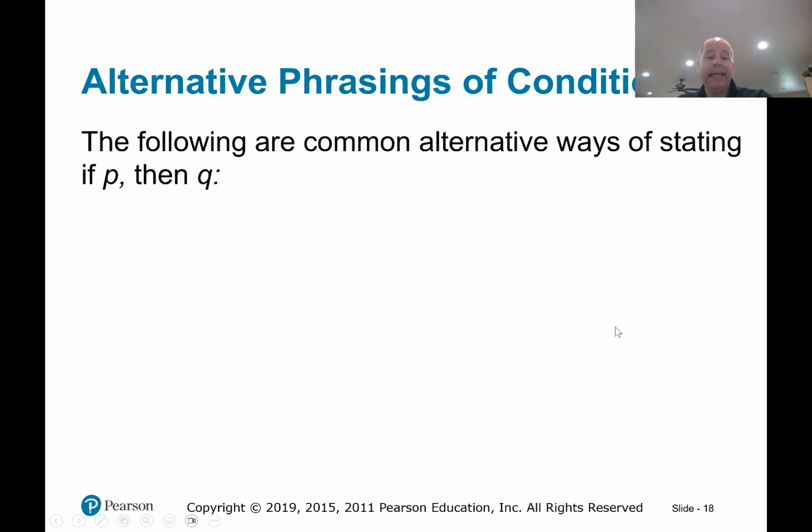Okay, so now here's where it gets interesting. The following are common alternative ways of stating an implication. If P, then Q. So now you've got to recognize these. Some of these you've probably seen, some of them you haven't. But these are all the ways that we can commonly use in English to say a conditional. Okay, P is sufficient for Q.